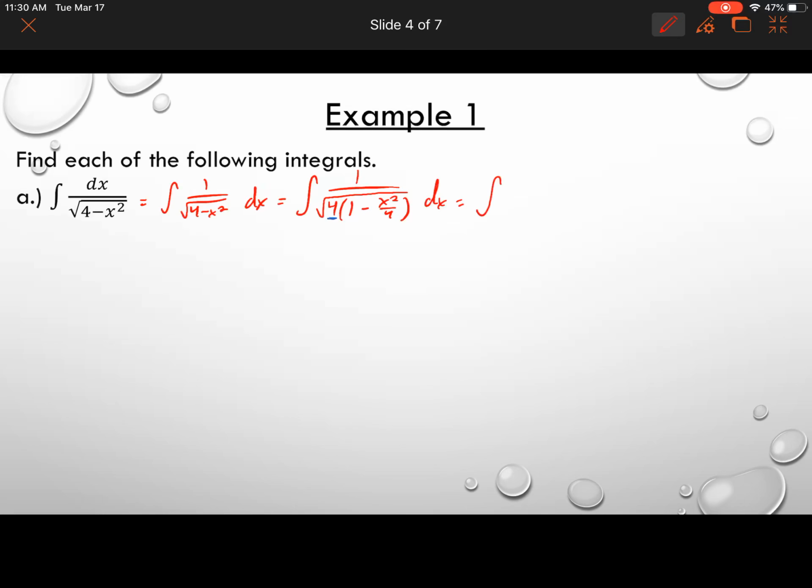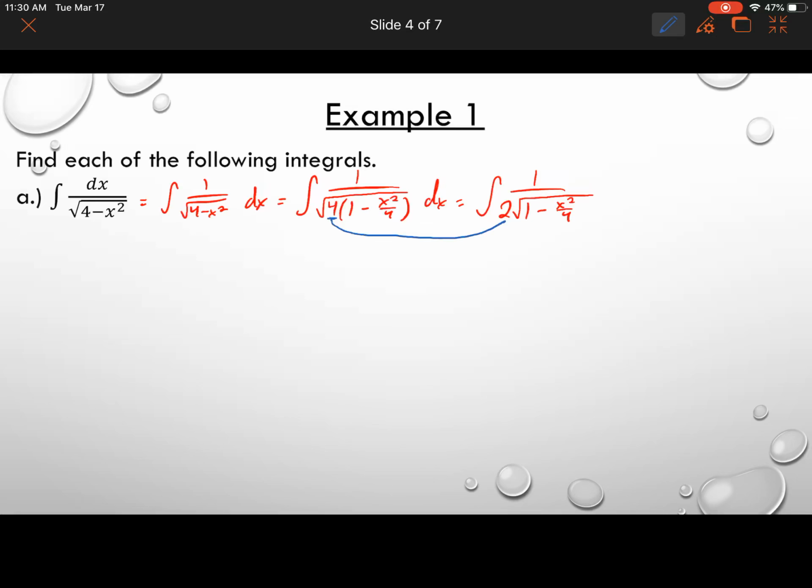So we're going to rewrite this as the square root of 1 over 2 the square root of 1 minus x squared over 4. All right? So all we did here was turn the square root of 4 into a 2. So we made some progress, except now we have x squared over 4.